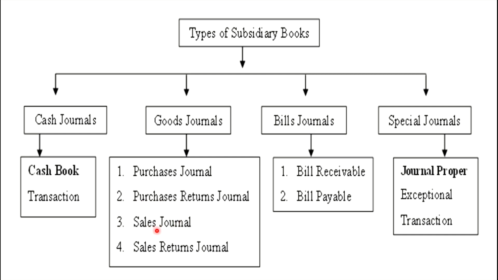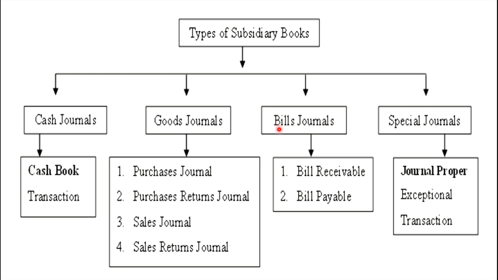Then sale journal and sale return journal. In the sale journal, we record the credit sale, and the sale return journal records the goods which are returned by the customer to the company. These are the four different types of goods journal in which we record the credit transactions.